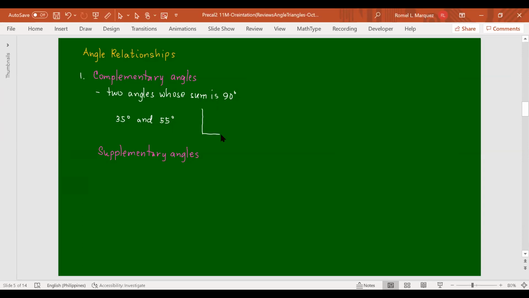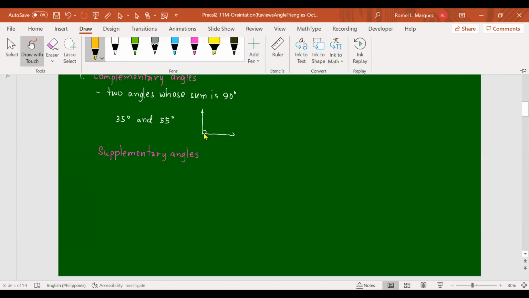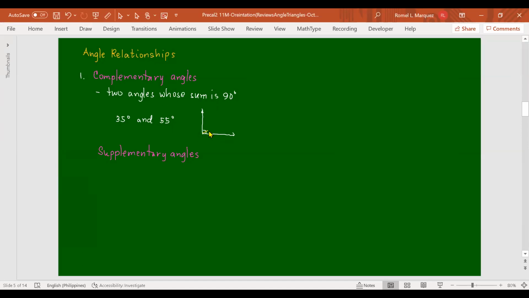If I have geometrically this figure, and let's say it is 90, so we divide it into two. One is 35, and then the other one is 55. So let's say this angle is 35 degrees, then the other one is 55. This angle is 55, for instance, and this angle is 35.